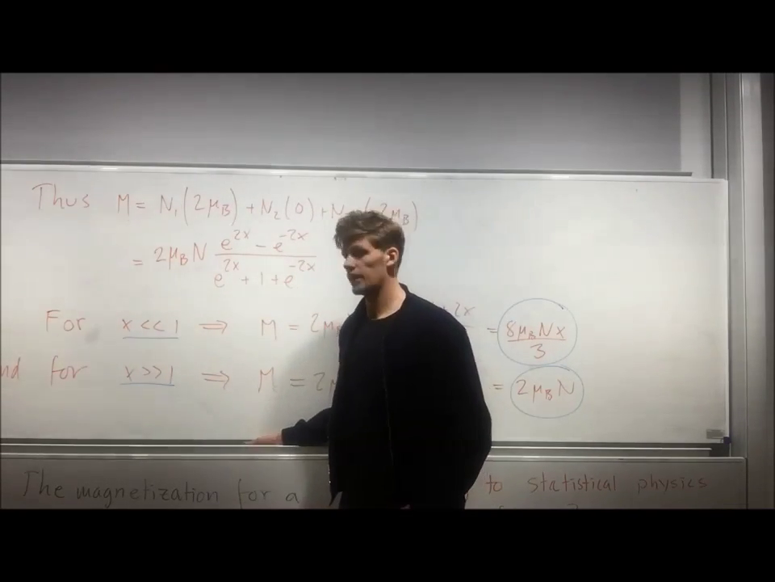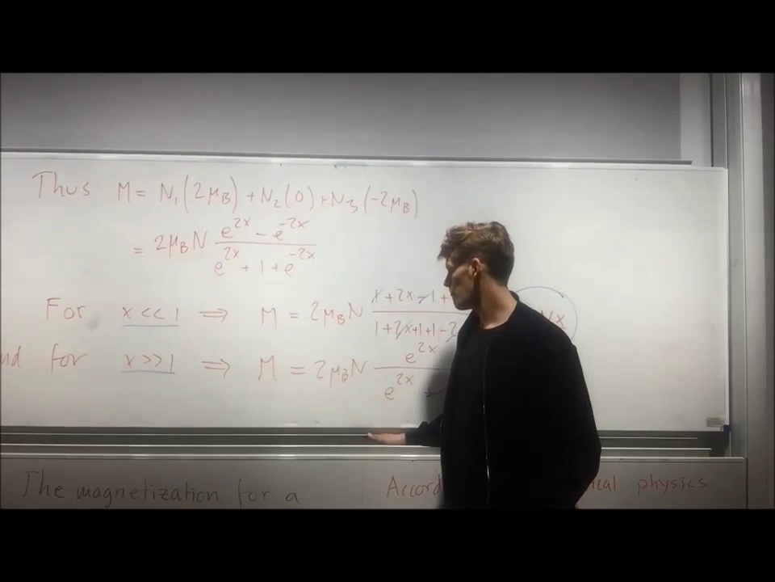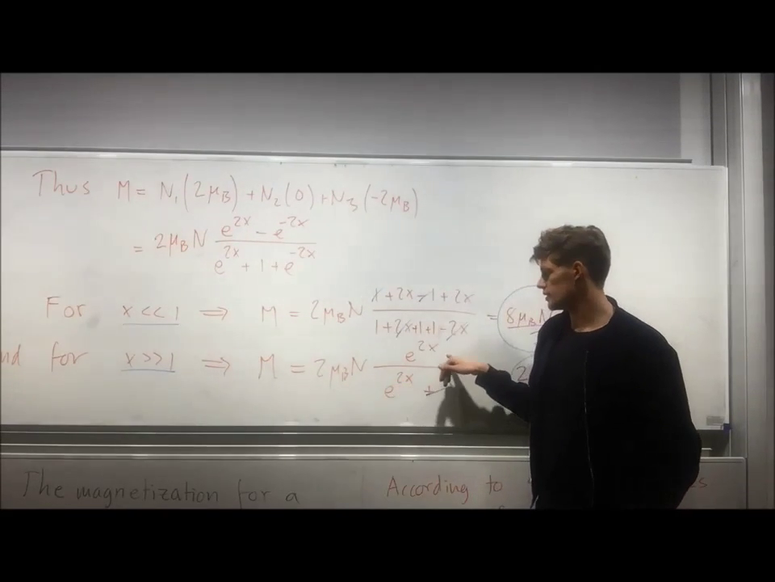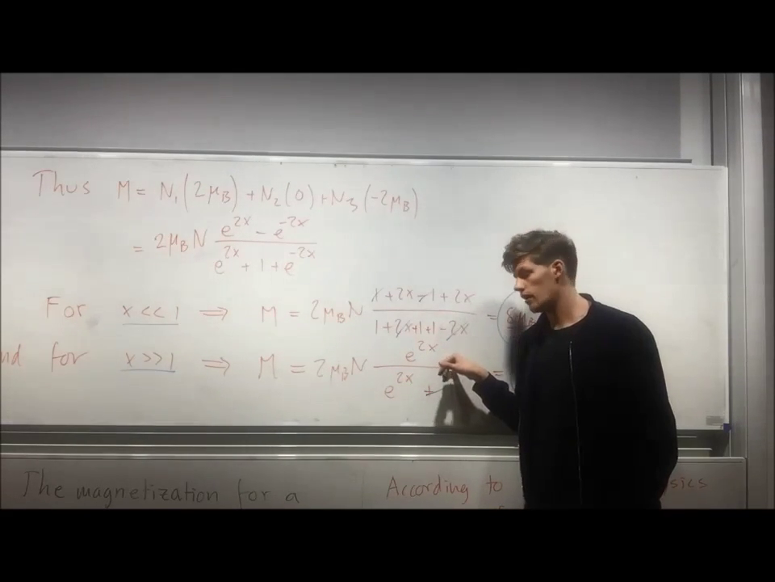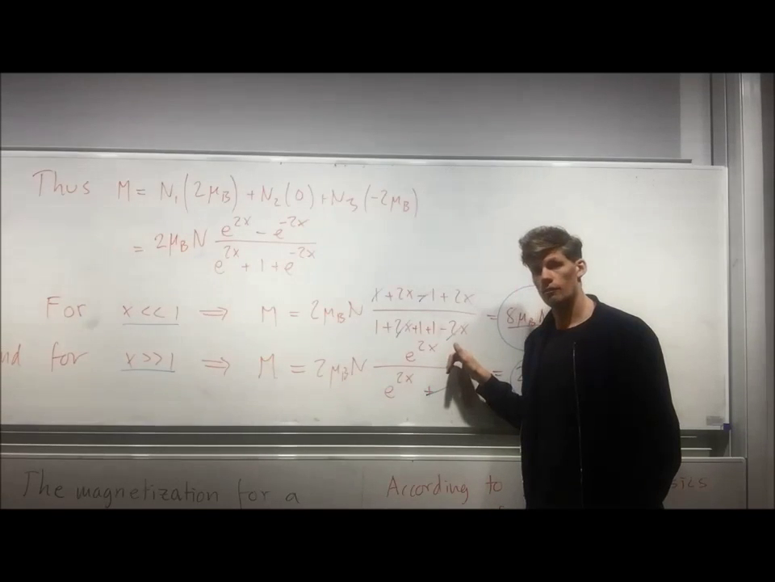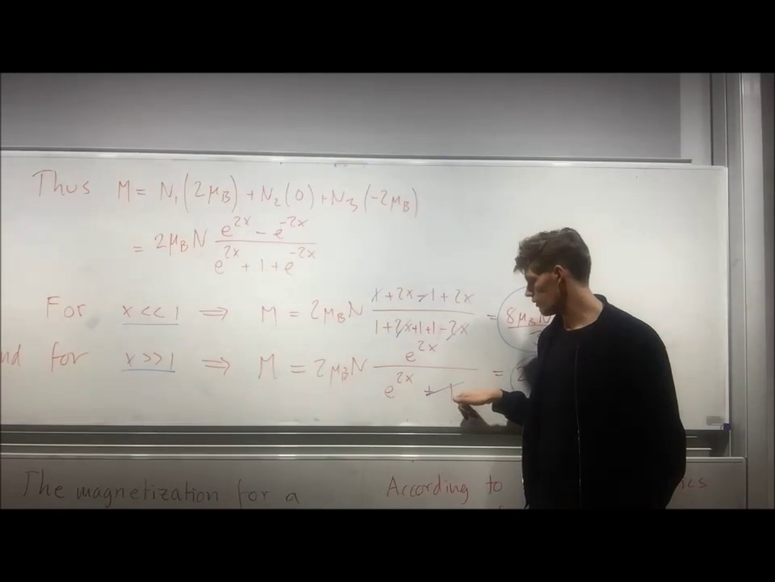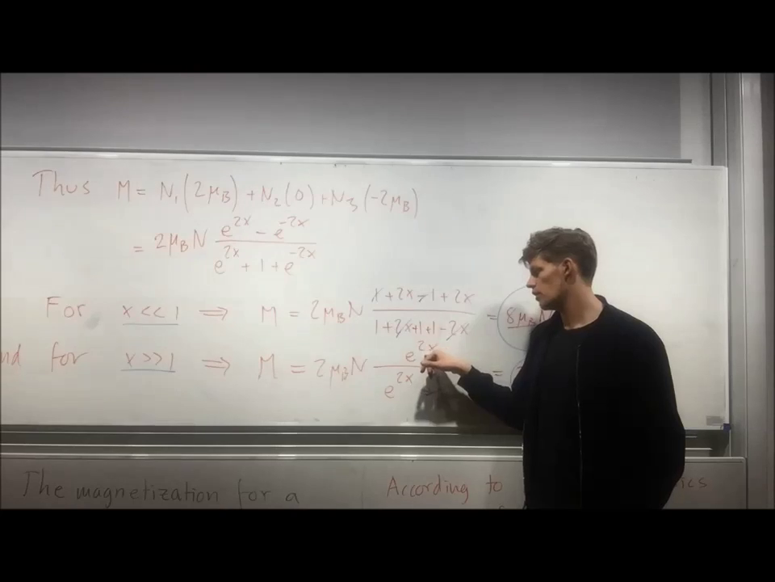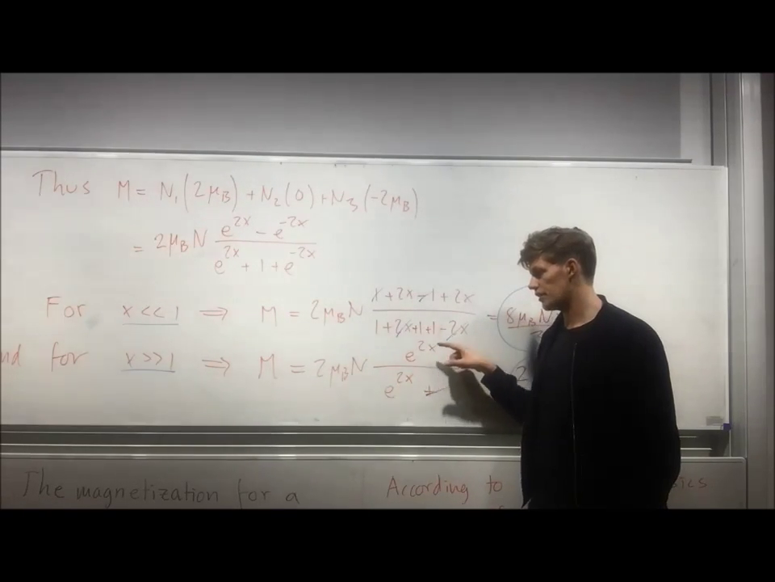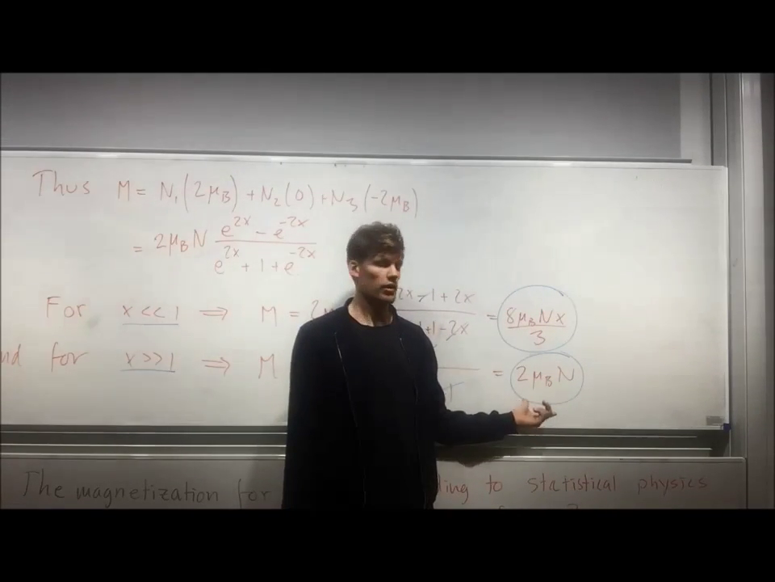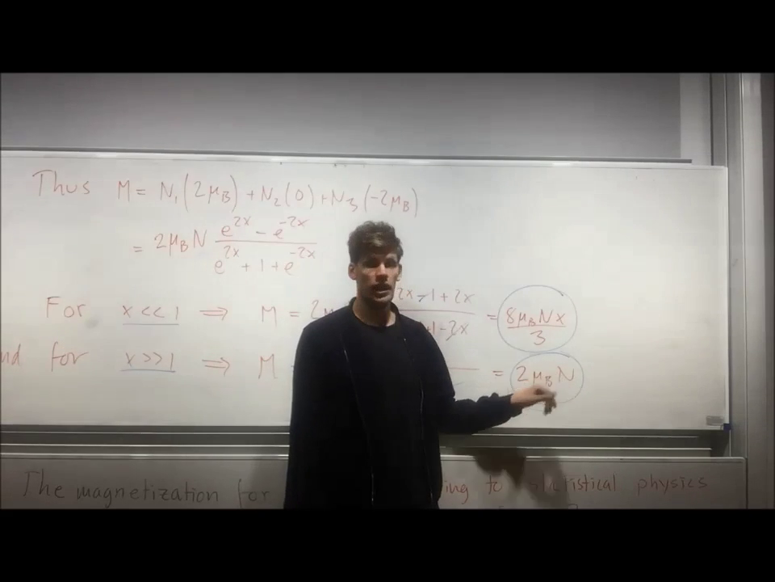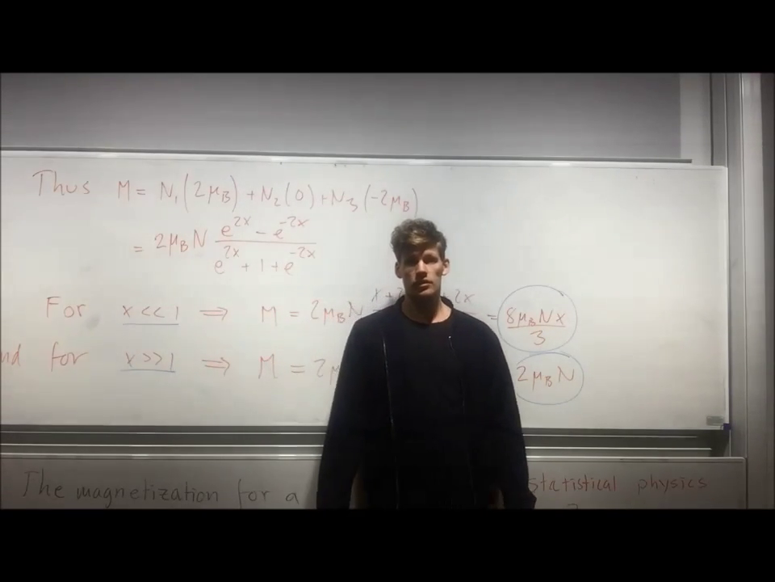And for the second case, where x is much larger than 1, you get that the magnetization is simply this, where the exponentials with negative exponents become very small, and also the 1 here becomes very small compared to these ones, which means basically that this expression here goes to 1, and simply you get 2 times mu B times n here. So that's the answer to this.